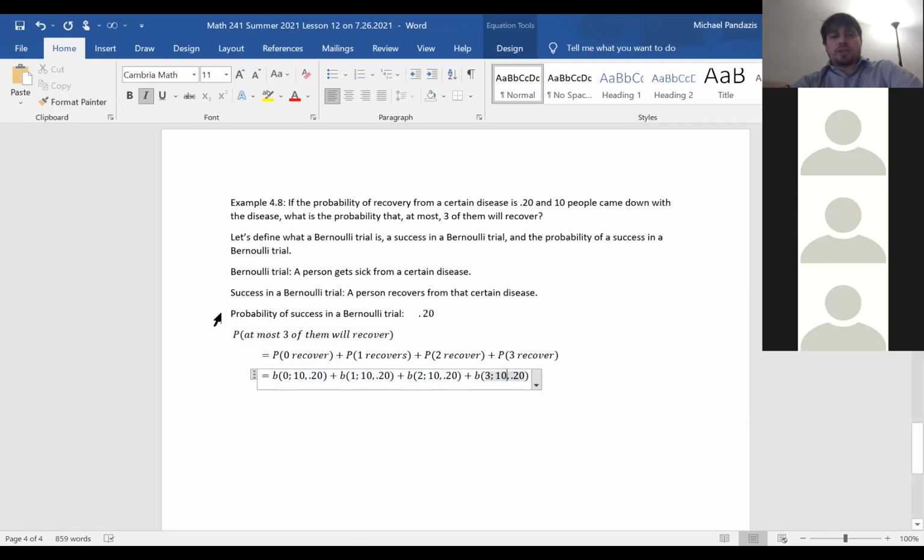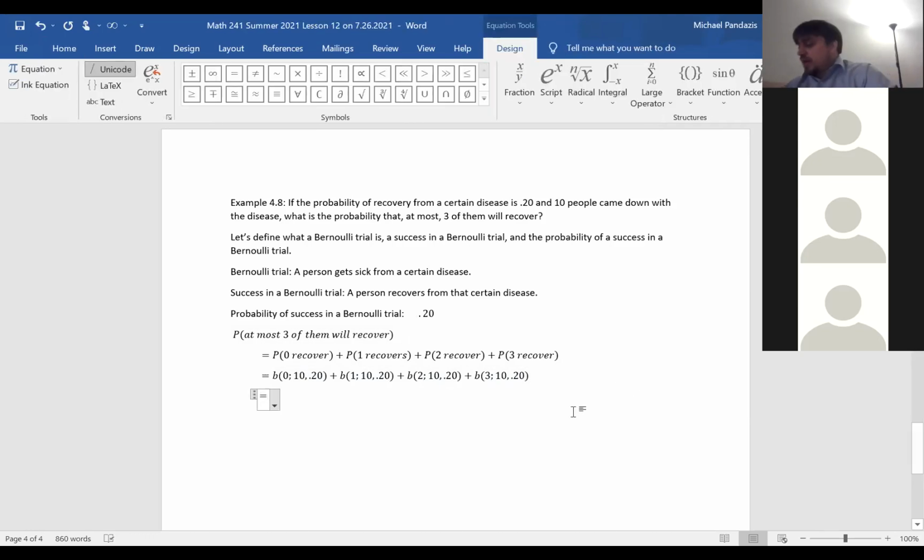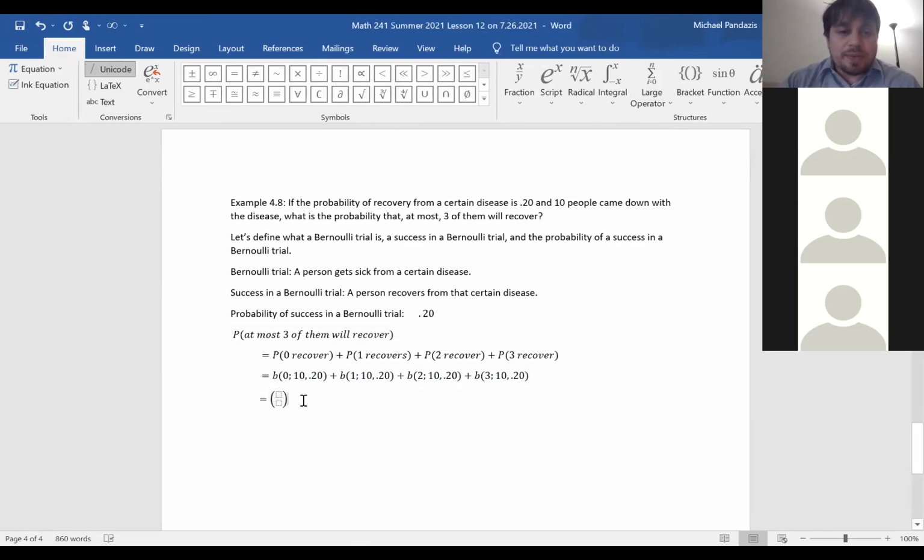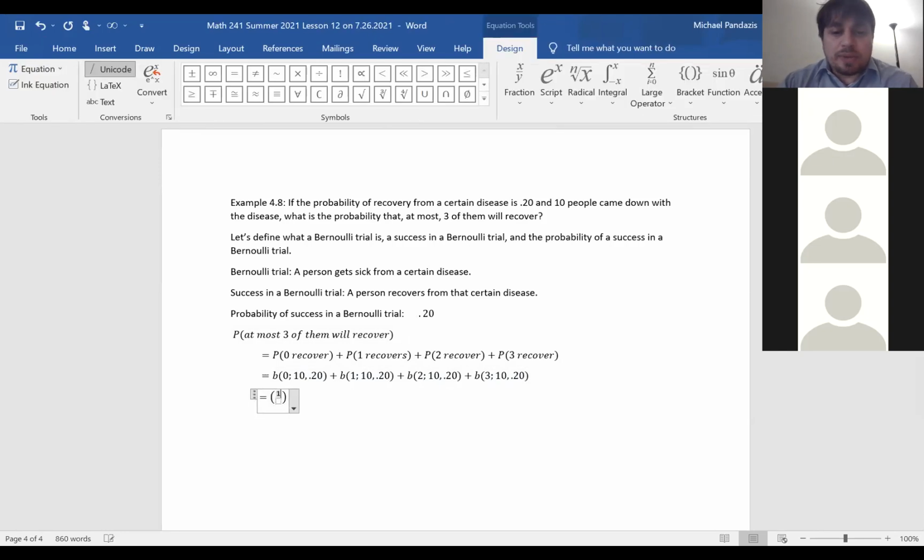0, 1, 2, or 3. At most, 3 of them recover. Does that make sense? So now it's just a matter of calculating each of them, and then you add up the values. Okay, so I'm going to do this, and then I'm going to copy this. So you have 10 Bernoulli trials, and then this.